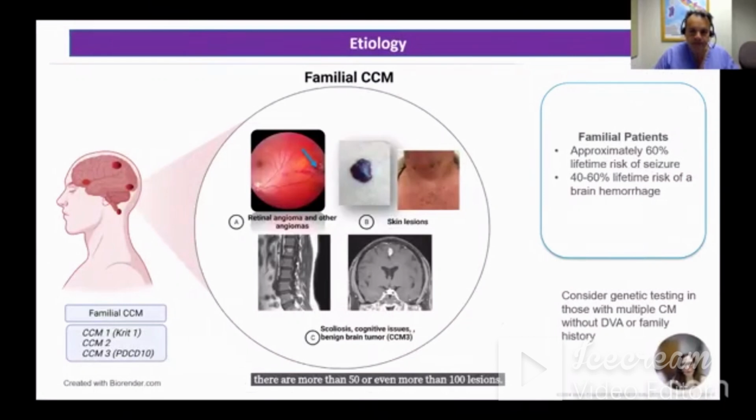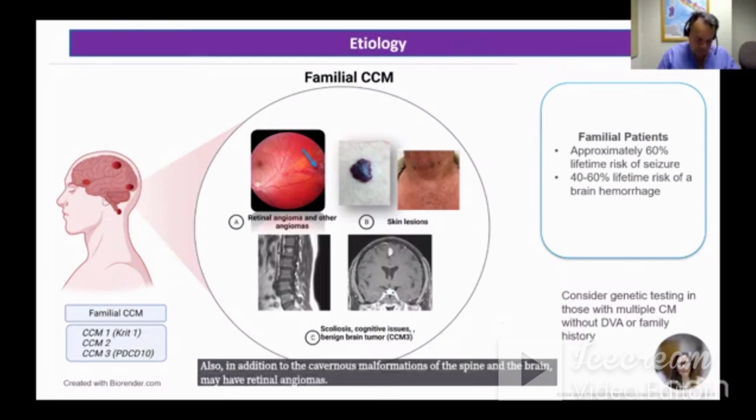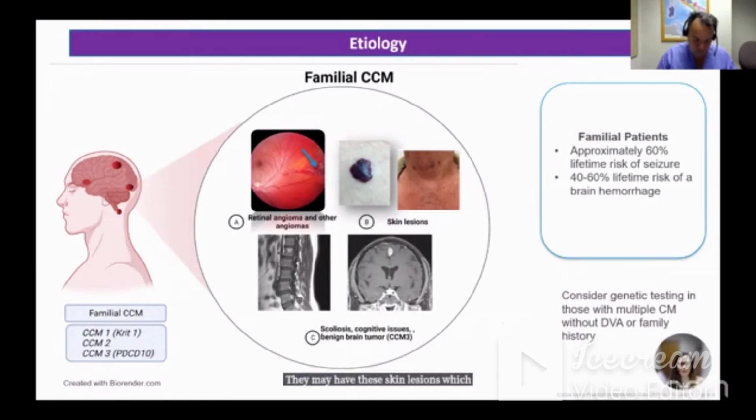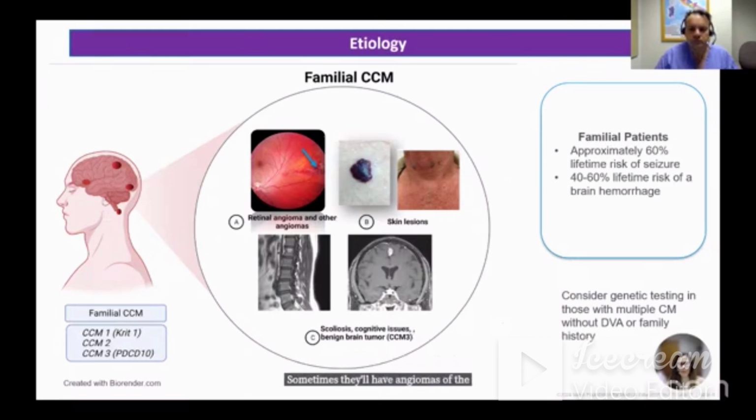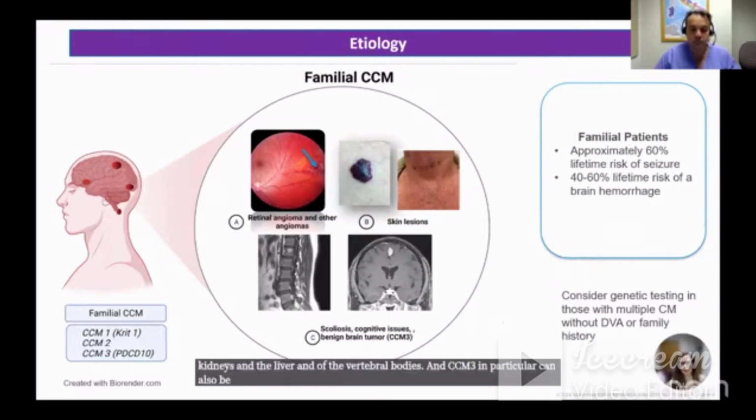There are three known genes, CCM1, 2, and 3, all are autosomal dominant. The familial form of cavernous malformation also, in addition to the cavernous malformations of the spine and the brain, may have retinal angiomas. They may have these skin lesions, which are characteristic of a dark purple or black raised areas on the skin. Sometimes they'll have angiomas of the kidneys and the liver and of the vertebral bodies. And CCM3 in particular can also be associated with benign brain tumors.